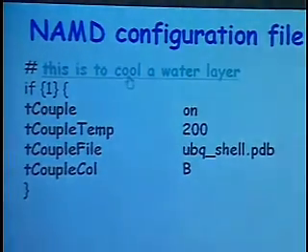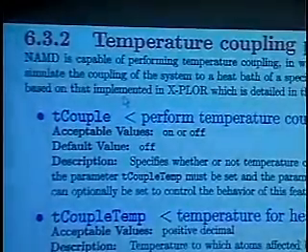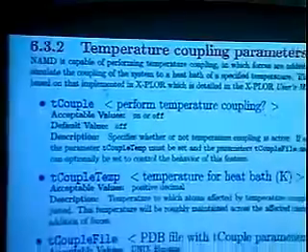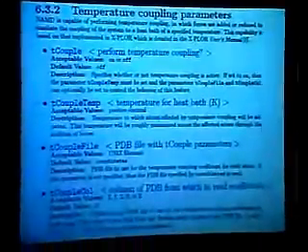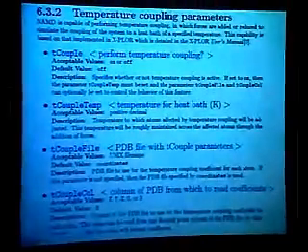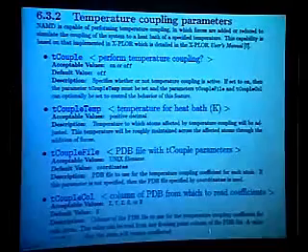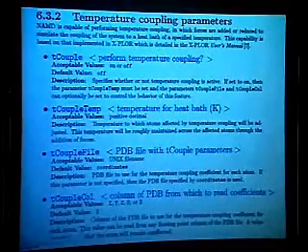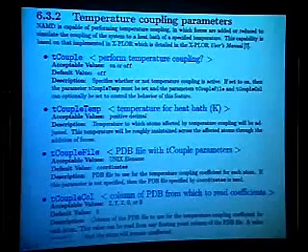Now here what I did, I just took out from the NAMD manual or the user guide this particular relevant part, namely section 6.3.2, which gives you a detailed description of how the temperature coupling parameters are set and what is their meaning. So I strongly urge you that when you run your simulation, you make sure that you understand each of these parameters, what is their meaning and why are they there.